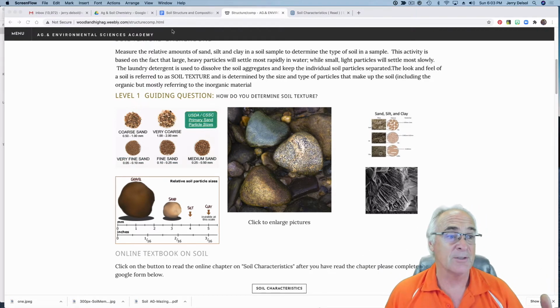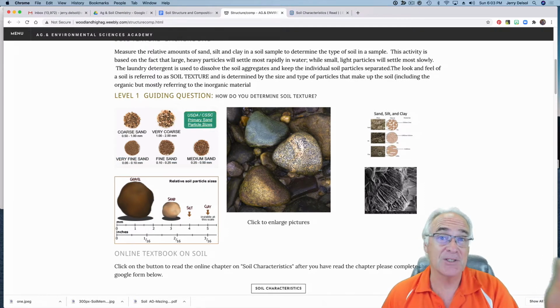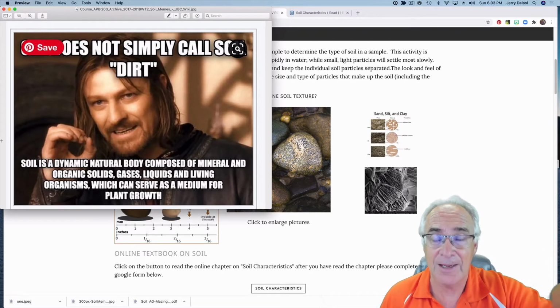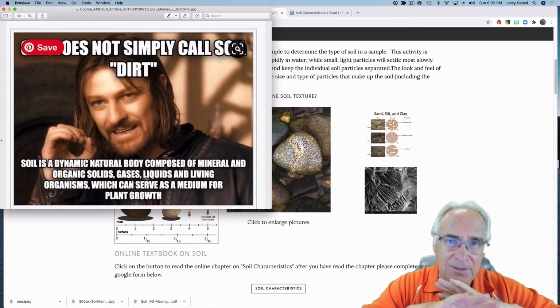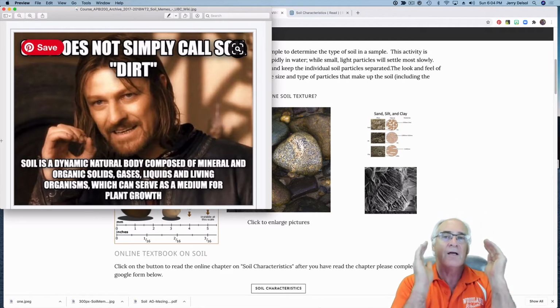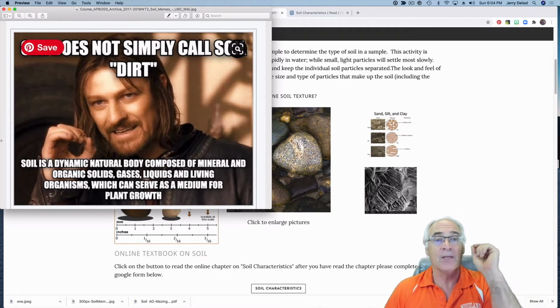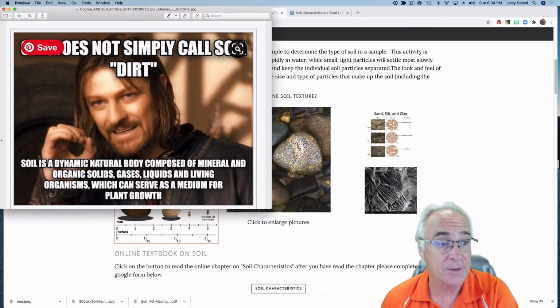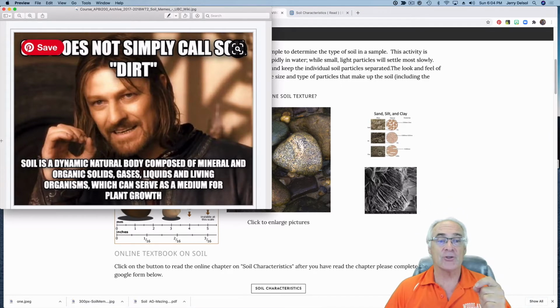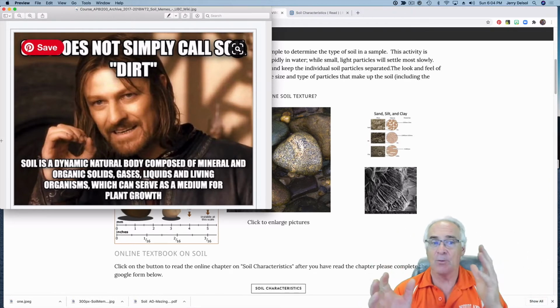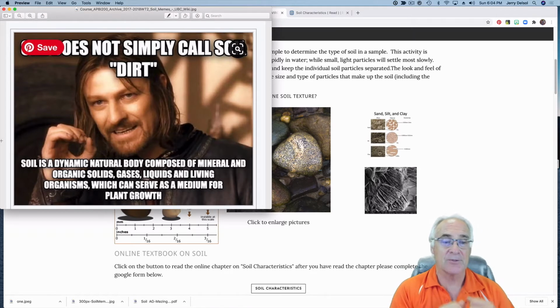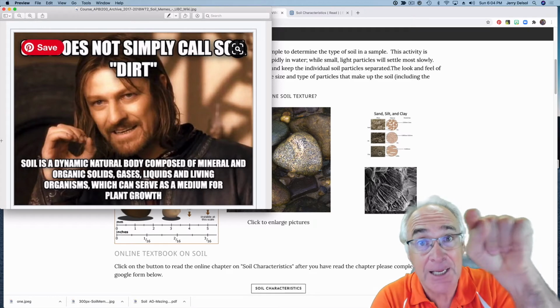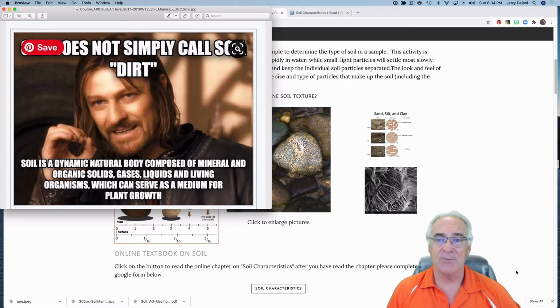So it's extremely important. There's a certain group of people that still want to call it something else. And this guy here pretty much has the definitive definition for what soil is. One does not simply call soil dirt. No, you don't. Soil is a dynamic, natural body composed of mineral and organic solids, gases, and liquids, and living organisms, which can serve as a medium for plant growth. The dirt under your fingernails cannot. At least he's in my corner.